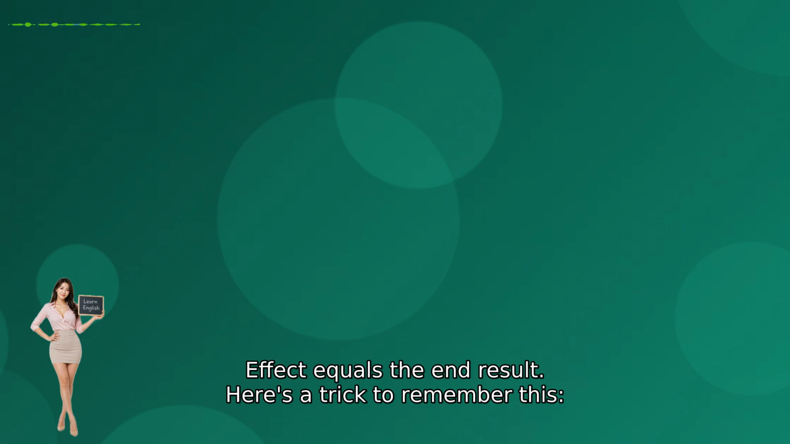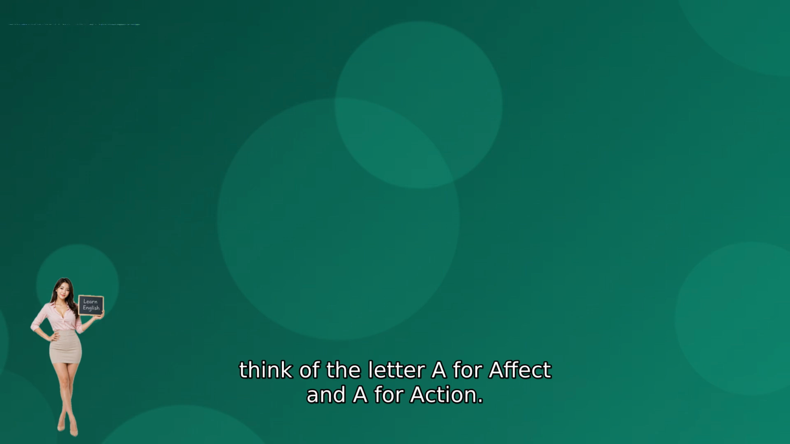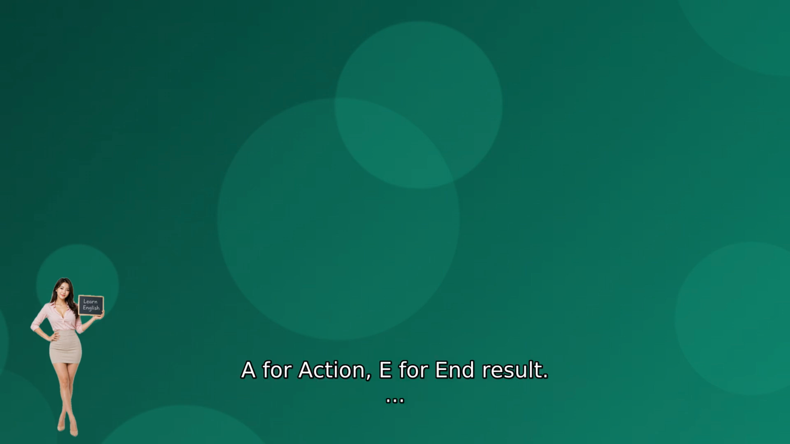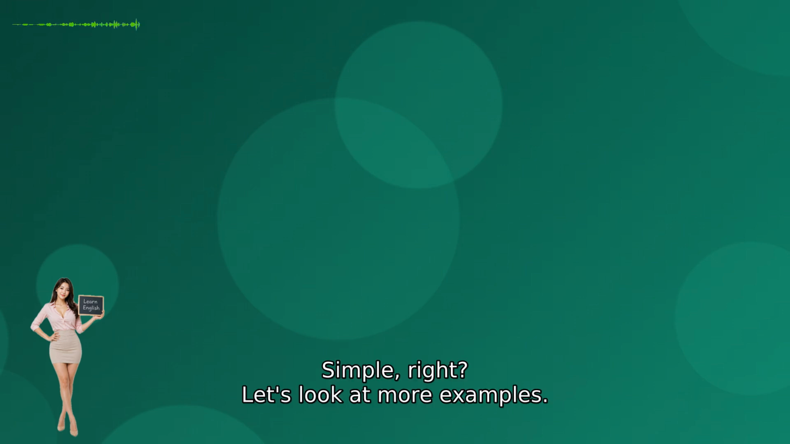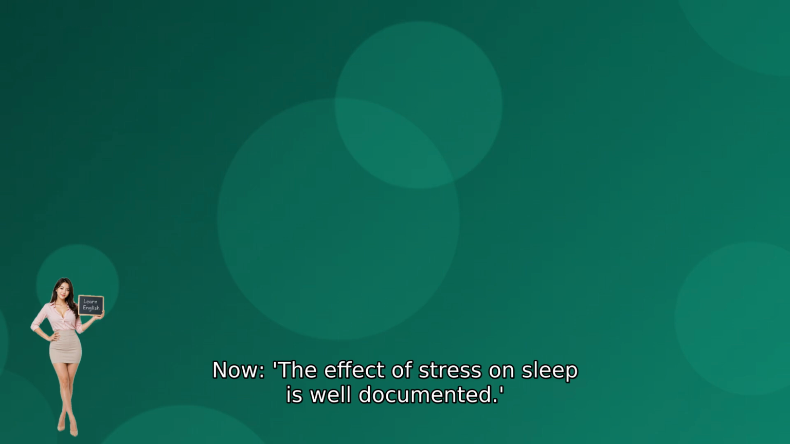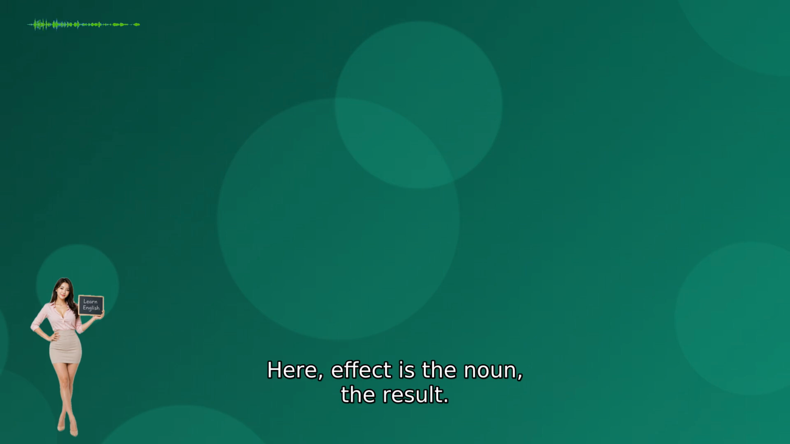Here's a trick to remember this. Think of the letter A for affect and A for action, and E for effect and E for end result. A for action, E for end result. Simple, right? Let's look at more examples. Stress can affect your sleep. Here, affect is a verb showing action. Now, the effect of stress on sleep is well documented. Here, effect is the noun, the result.